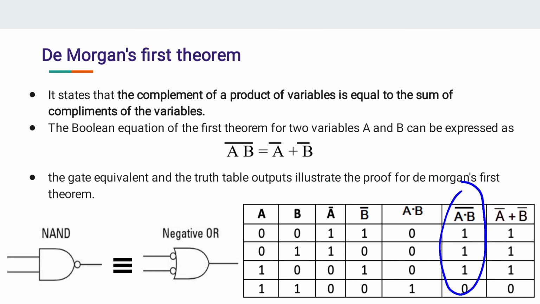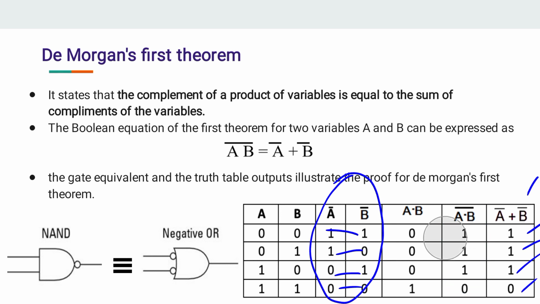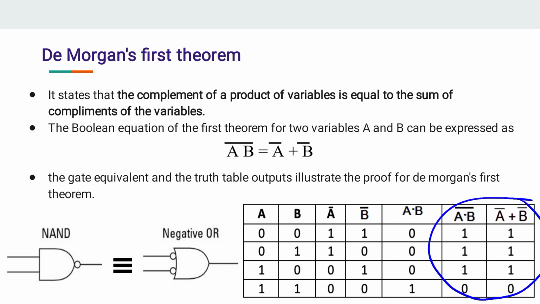Next, do the calculation for this. So add these, nothing but the OR operation. So 1 1 is 1, 1 0 is 1, 0 1 is 1 and last, 0 0 is 0. So now check the result of both is the same. So this proves De Morgan's first theorem.